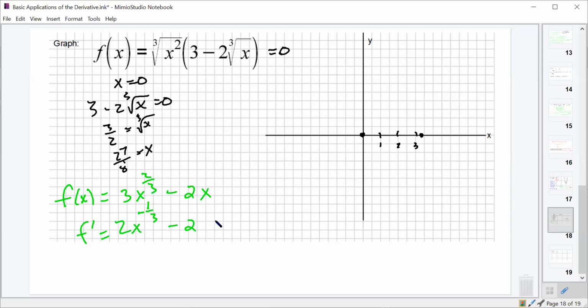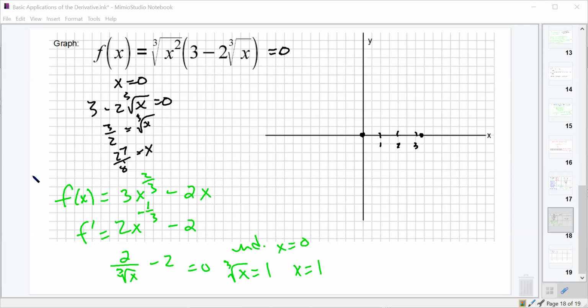And if we set that equal to 0, or we look when it's undefined, we should see that this becomes 2 over the cube root of x minus 2. So it's undefined at x equals 0. And if we set it equal to 0, that ought to give us the cube root of x equals 1 or x equals 1. So we're looking at two potential local maxima or minima, one at 0, which we already got plotted, and one at 1. So if we plug 1 into our original function, that becomes 1 times 3 minus 2, or just 1. So we've got a point here at 1, 1.